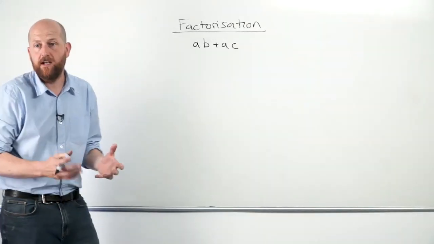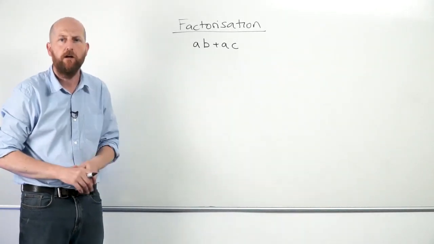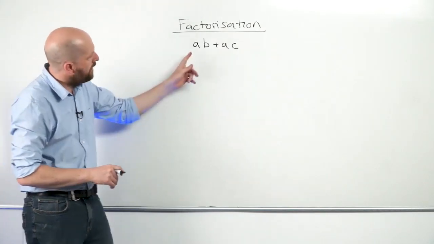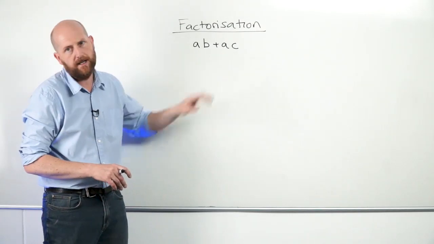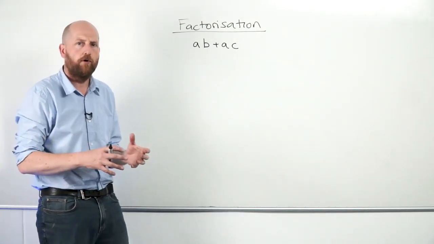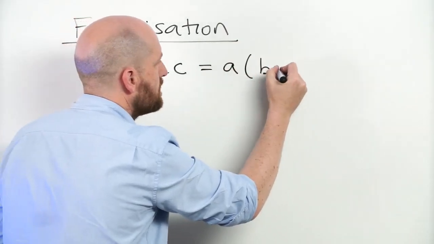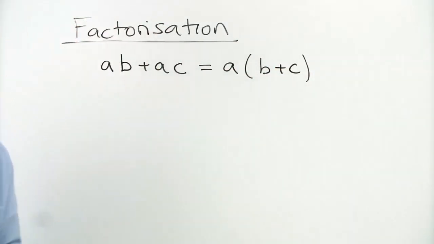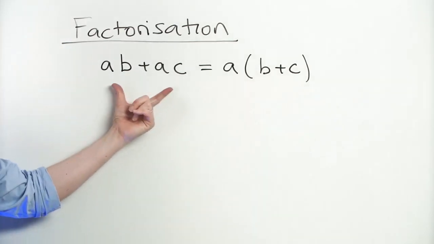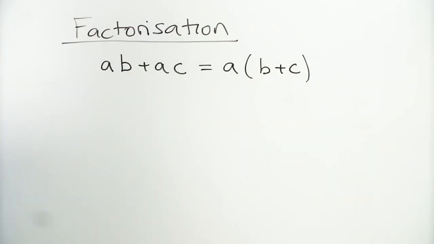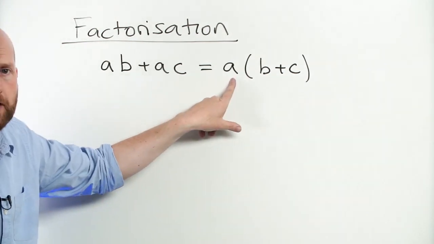Factorisation is a process of simplifying expressions using the laws of algebra, in particular the distributive law. So if we have an expression like AB plus AC, so A times B plus A times C, the distributive law in reverse tells us that this is actually A times B plus C. Normally we think of the distributive law as going the other way: A times B plus C gives us AB plus AC. And the idea is that we've taken out a factor of A.